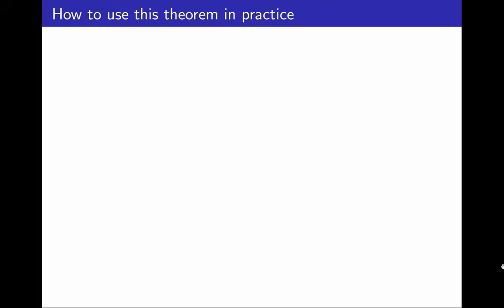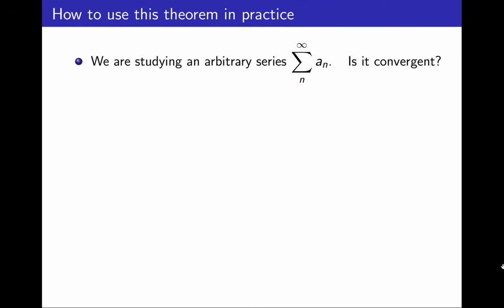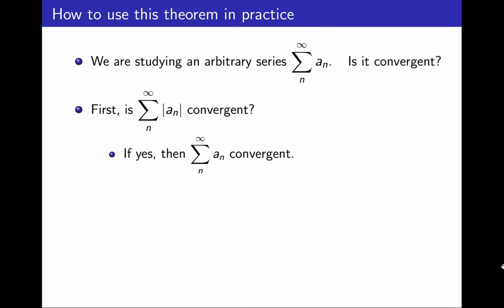For now, I want to explain how is this theorem useful, how do we use it in practice. Let's say we are studying an arbitrary series. We want to know if it is convergent. In general, the series won't be positive, negative, or alternating, so we do not have many tools that we can use. We can first look at the same series with absolute values and try to find out whether this one is convergent. If the series with absolute values is convergent, then so is the original one. Problem solved. However, if it isn't, then we cannot draw any conclusions about the original series yet. We have to try something else.